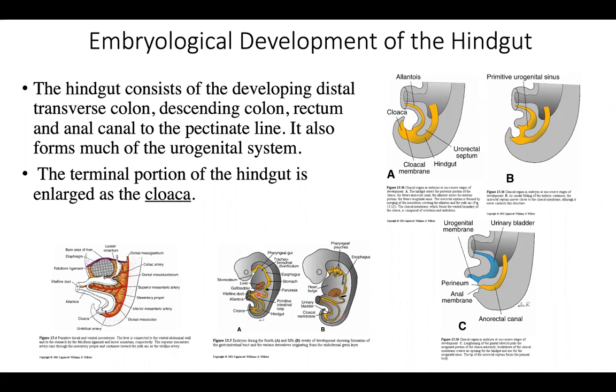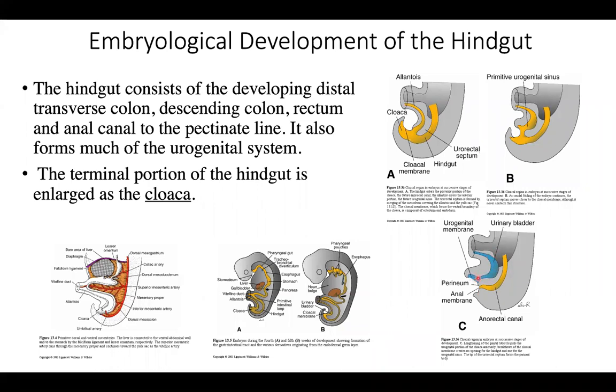So this one is just to show us early development. You can see here, this is the cloaca. You can see the allantois. You can see the primitive urogenital sinus. You can see in this picture, because once the urorectal septum reaches the cloacal membrane and divides it, it will be divided into two membranes now. Remember, it was originally called the cloacal membrane.